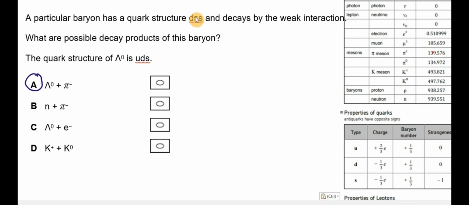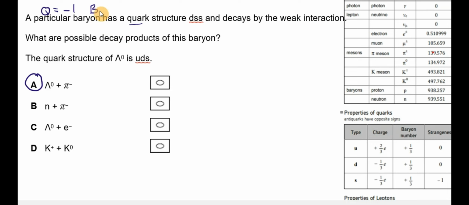So the first thing I need to do is find what properties this unknown baryon made up of down, strange and strange quarks has. One of the properties that needs to be conserved is charge. The down has a charge of minus a third, the strange has a charge of minus a third, so one down and two strange quarks will give an overall charge of minus 1.